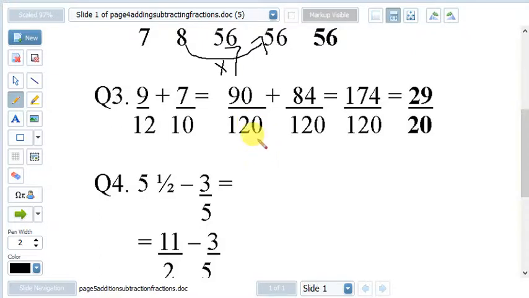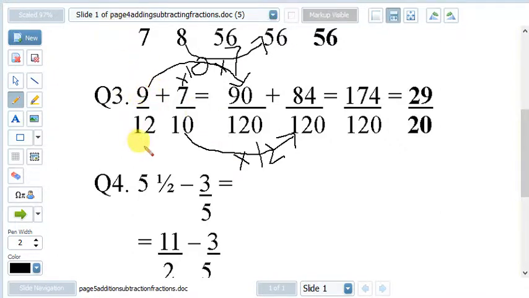Next one. So what we've got here is 9 twelfths plus 7 tenths. So we need to get a common denominator, and you could have gone for 60 here because both 12 and 10 go into 60, but using our method today, I've times the first fraction by the denominator of the second fraction, which is 10, and I've times the second fraction by the denominator of the first fraction, which is 12.